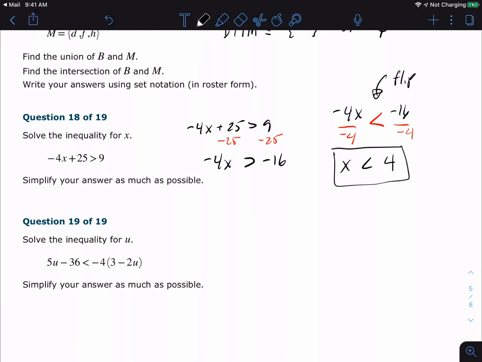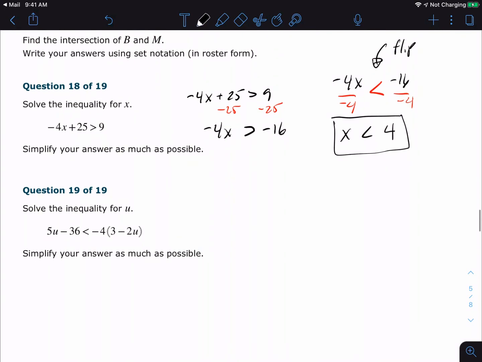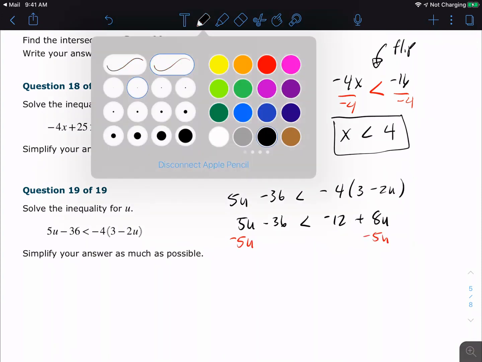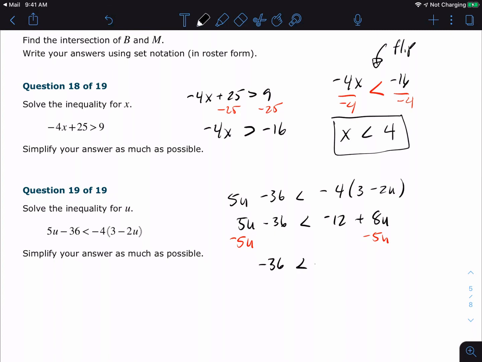The important piece here is remember that you flip when multiplying or dividing by a negative number. Okay, our last problem is this one here. And so I'm going to get 5u minus 36 is less than 4 times 3 minus 2u. So 5u minus 36 is less than, excuse me, positive 8. And now, because I don't want to worry about flipping, I'm going to move the smaller of the two u terms. And so I'm going to get negative 36 is less than 12 plus 3u.